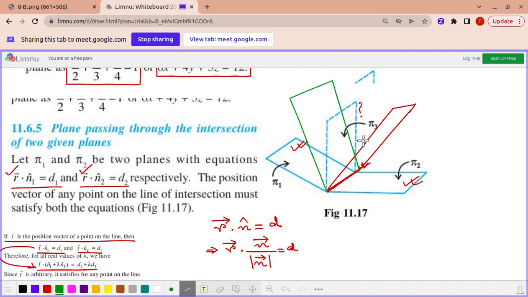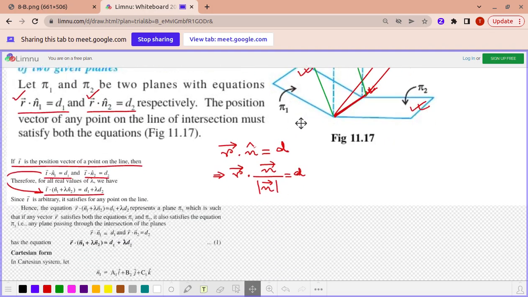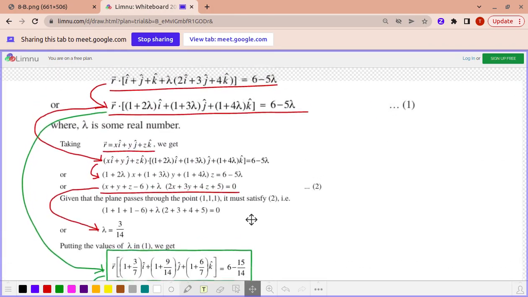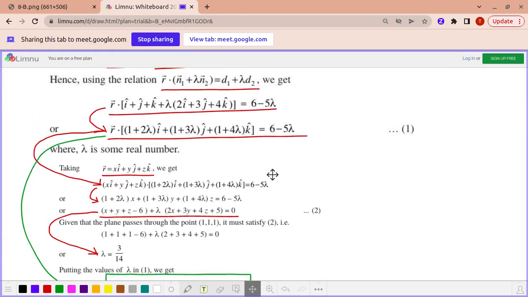Now, not all planes are passing through the point 1 comma 1 comma 1. Out of that, exactly one plane is passing through the fixed point 1 comma 1 comma 1, and that equation we find out. So, without 1 comma 1 comma 1, what is the generic equation? This is the generic equation. In fact, this is the generic equation of the plane in the vector form, and this is the generic equation of the plane in the Cartesian form.